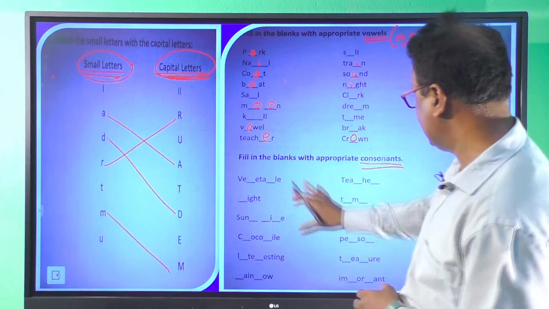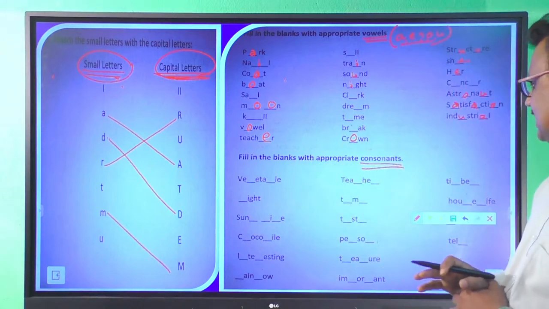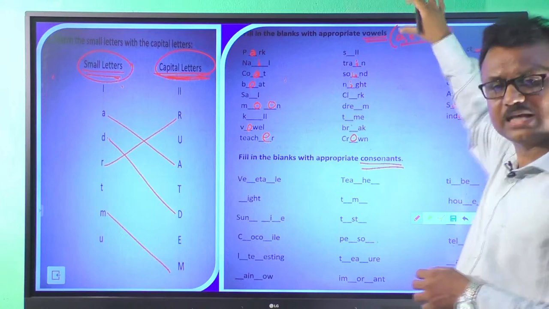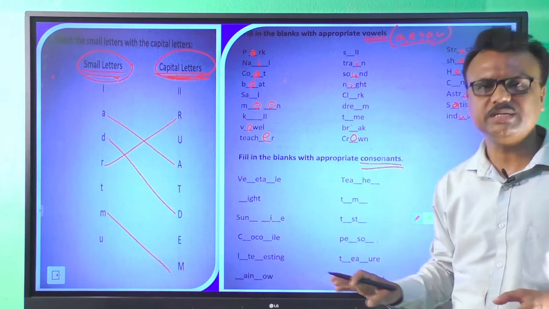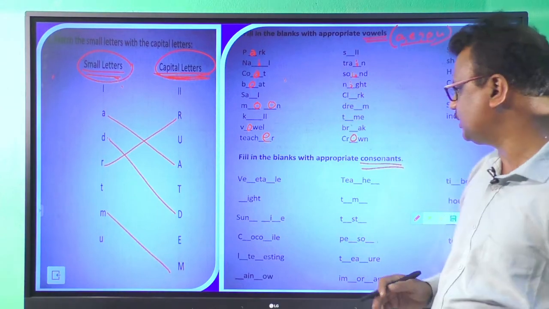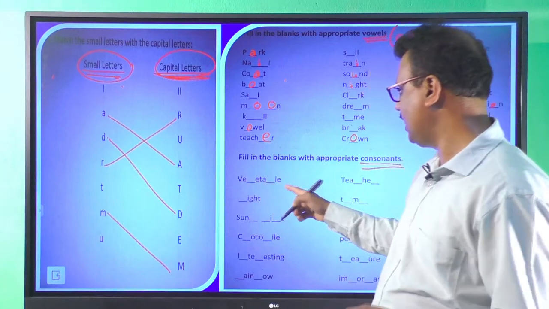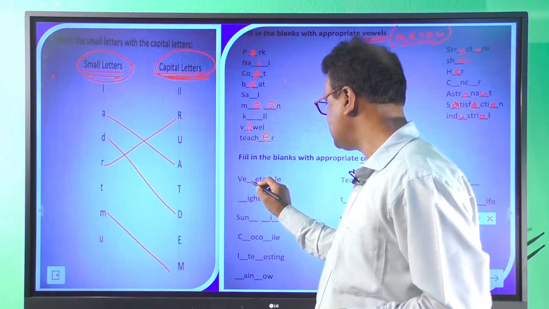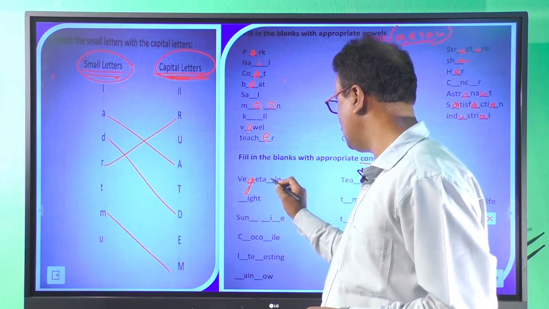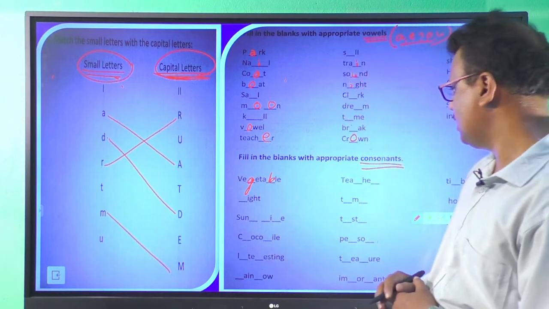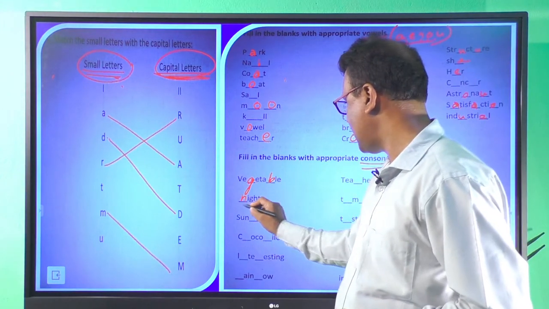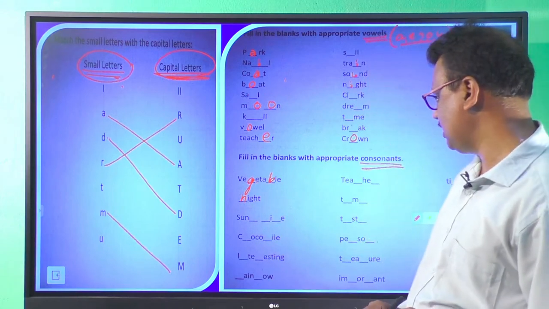Okay. And the second one is your consonants. Here the vowels were missing, but here the consonants are missing. So you have to write the consonants only. B E T A V L, just imagine, obviously it is vegetable. B E G E T A B L E, vegetable. This is night, N I G H T.